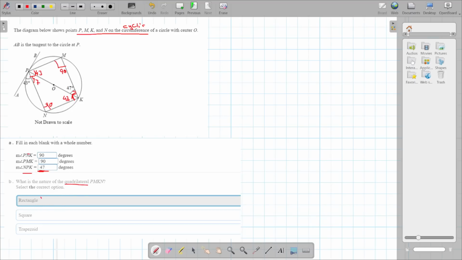So what is this quadrilateral? It's obviously a rectangle. It's not a square, because if it was a square, this would be 45.